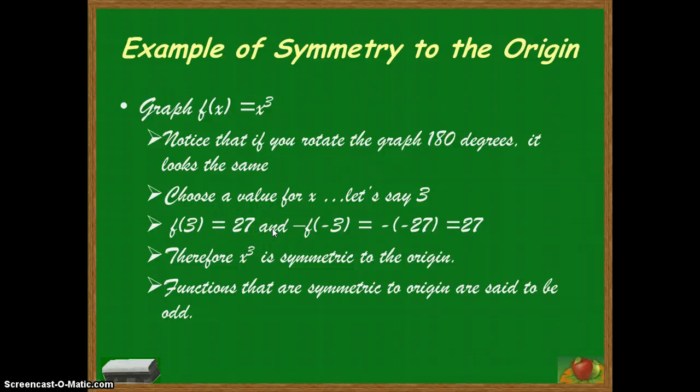Now let's check negative 3, the opposite of f of negative 3. Well, negative 3 cubed is negative 27. The opposite is 27. So 27 equals 27. Therefore, we would say x cubed is symmetric to the origin. Functions that are symmetric to the origin are said to be odd. And that's it.